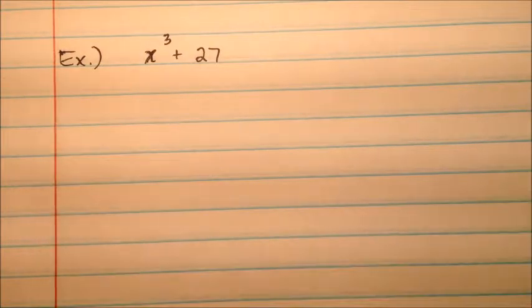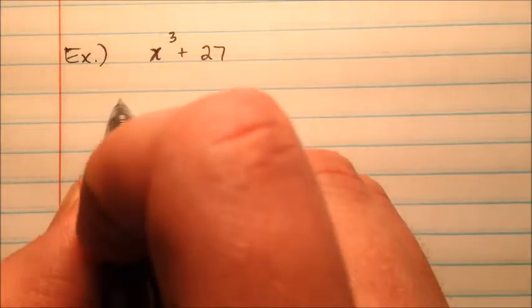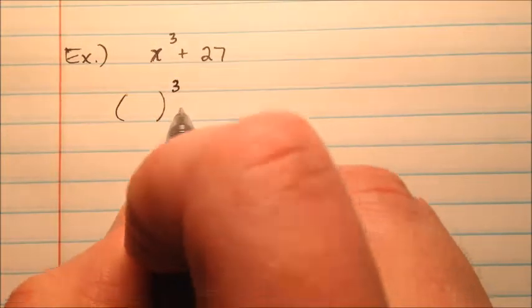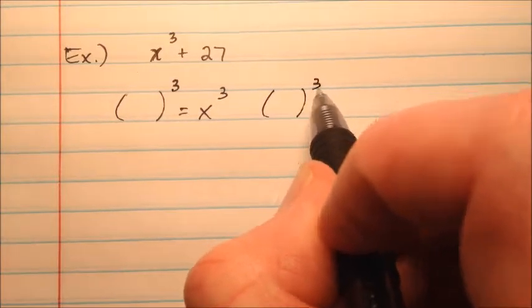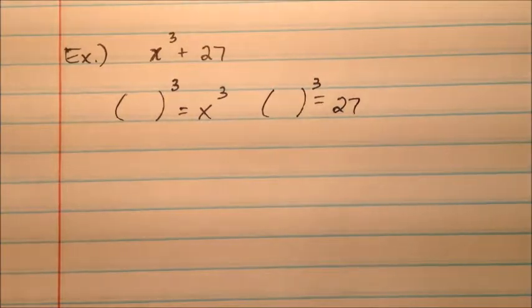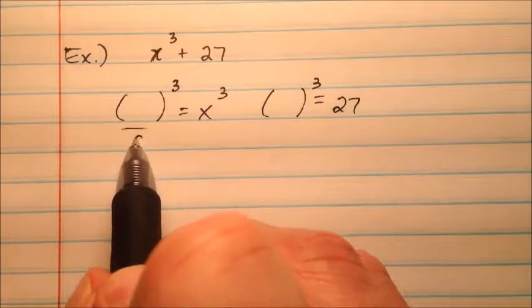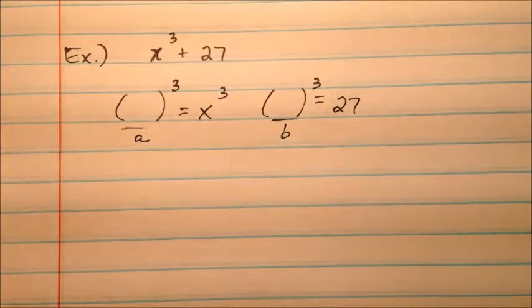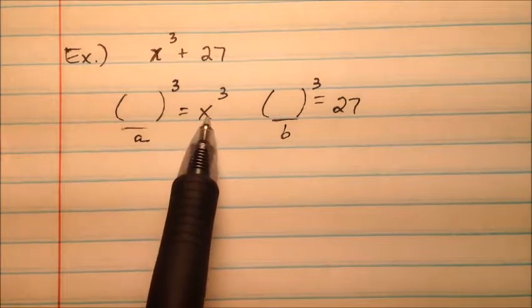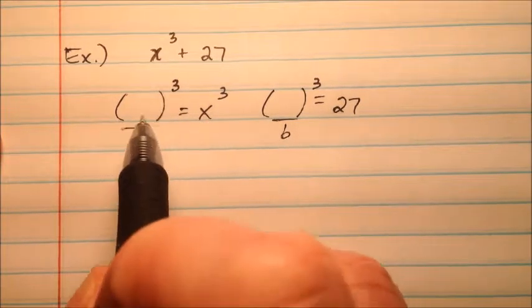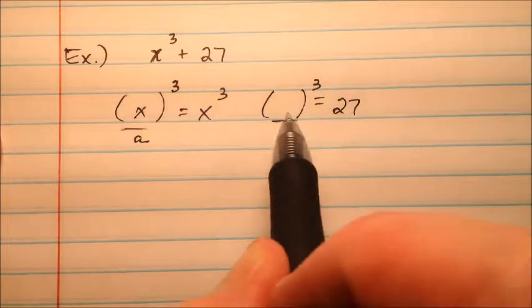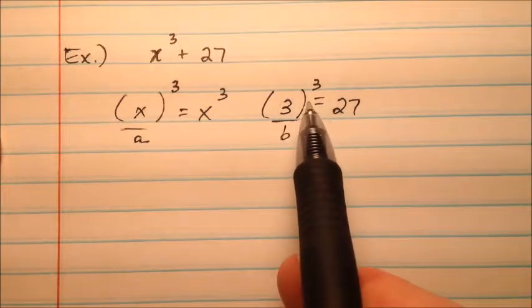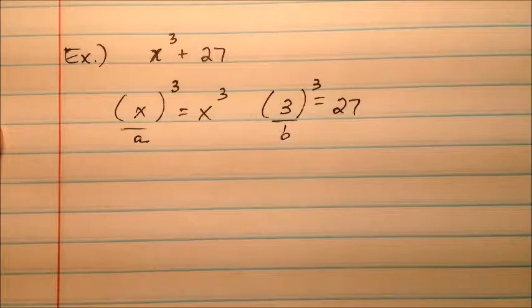If this is our first example, x cubed plus 27, we ask ourselves, what got cubed to give me x cubed, and what got cubed to give me 27? Once I find that out, that'll be my a value and my b value. The x is pretty easy, because what got cubed to give us x cubed? Just x. And what got cubed to give us 27? Well, 3, because 3 times 3 times 3 is 27.